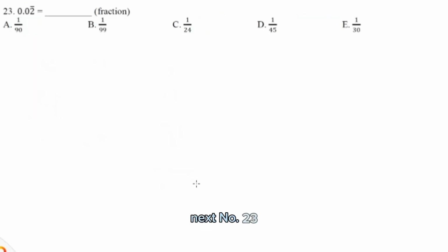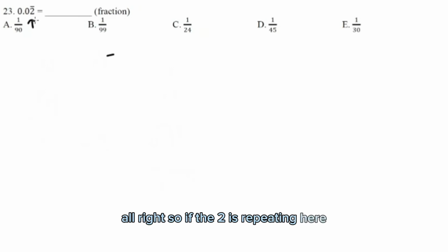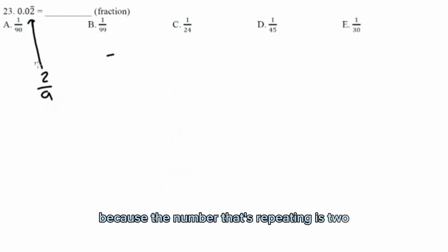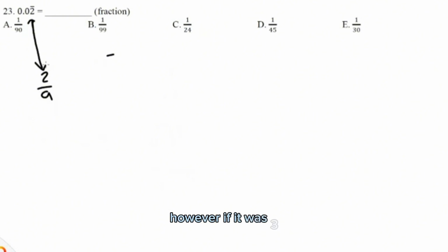Next, number 23. 0.02 repeating equals what in fractions? Alright, so if the 2 is repeating here, that means when a number is repeating, that's always represented as 2/9. In this case, it's 2/9 because the number that's repeating is 2. However, if it was 3 that's repeating, then this fraction would be 3/9.